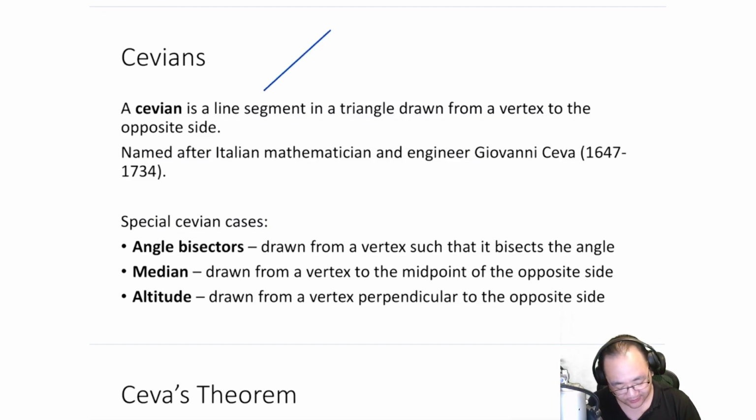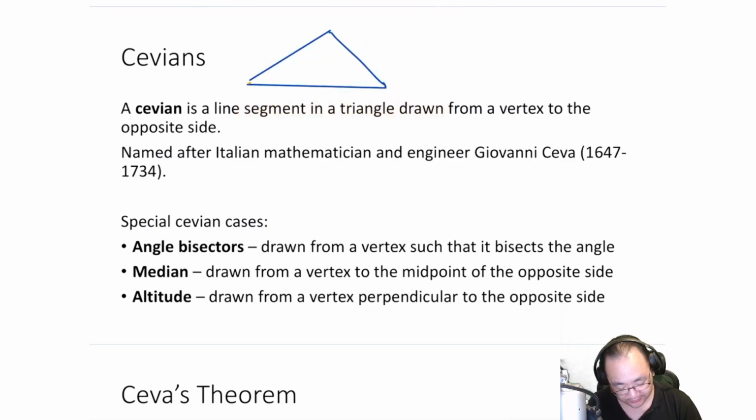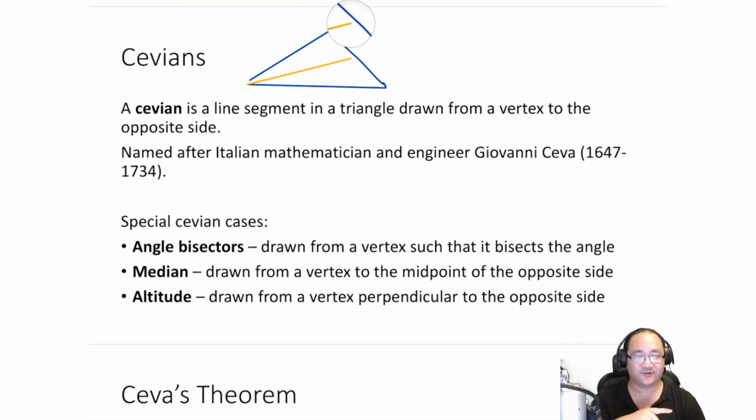You can visually see it if I just draw a triangle here. A Cevian can be any line starting from a vertex, and I can draw it anywhere to the opposite side. It can be from down here, or it can be up there. It doesn't really matter what it is. The general definition is just a cut from the vertex to the opposite side in any way.